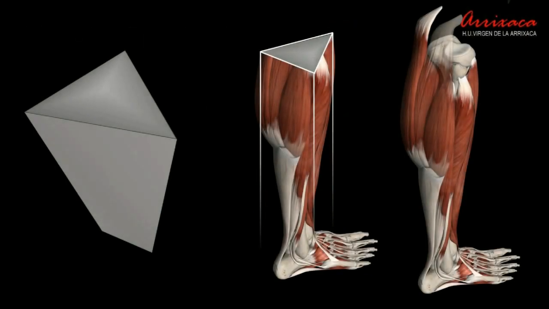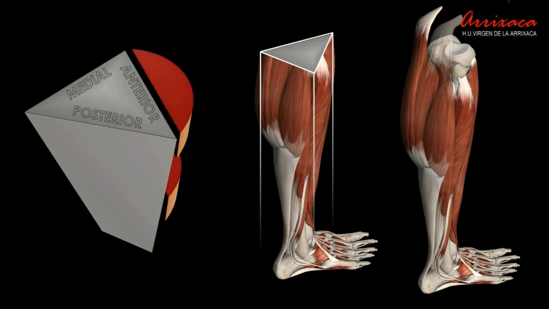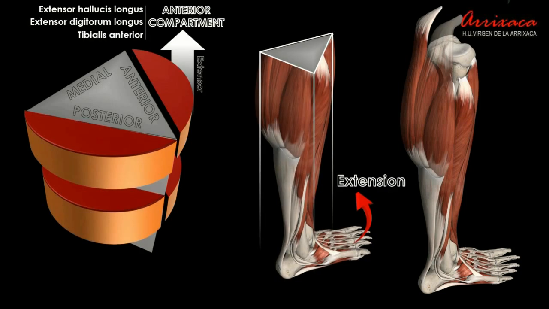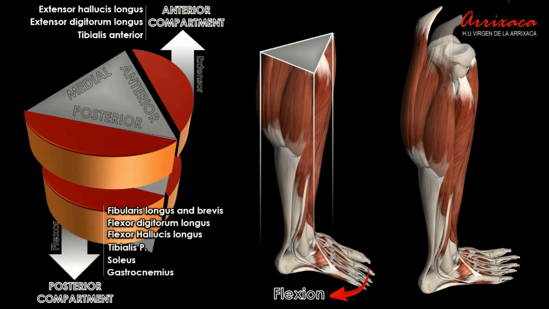From a functional point of view, the leg can be divided into two compartments, each made up of antagonistic muscles. The anterior compartment is made up of the group of muscles that perform foot extension, while the posterior compartment is formed by a group of muscles that perform flexion of the foot.